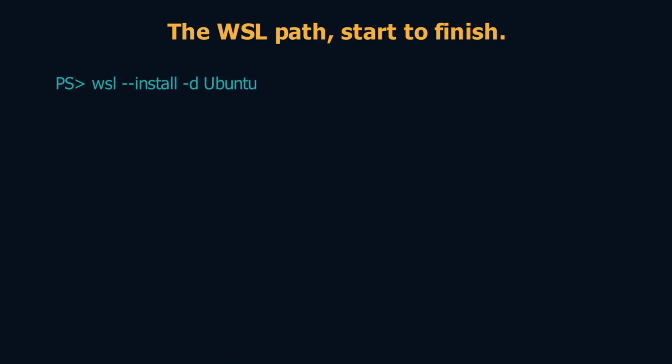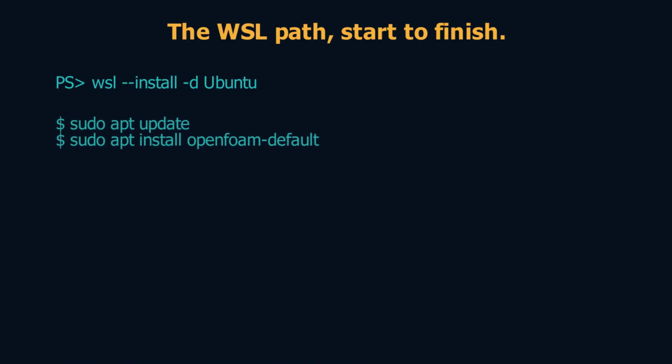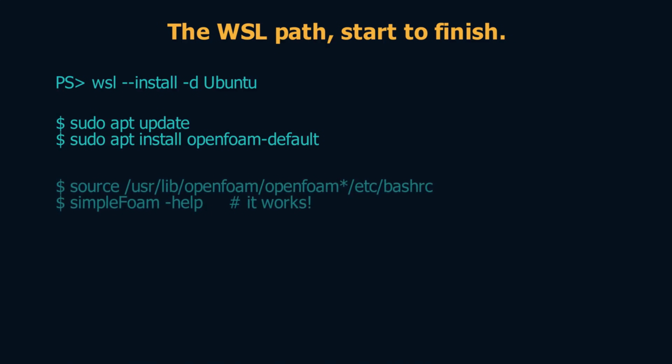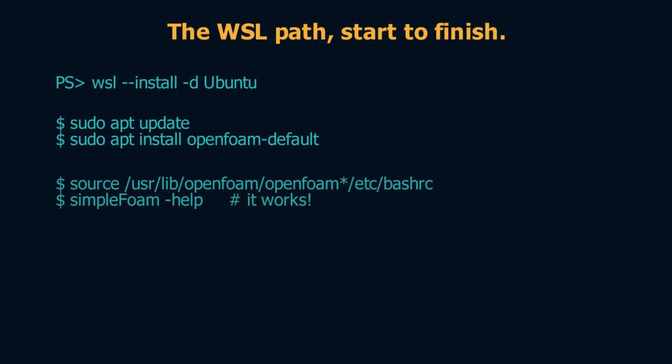Here's the whole install. 3 commands. In PowerShell, first enable WSL and reboot. That single command installs Ubuntu inside Windows. Then inside Ubuntu, update the package list and install OpenFOAM from the official repository. Finally, source the OpenFOAM environment so the solvers are on your path. Type simpleFoam -help, and if you see the usage text, you're done.